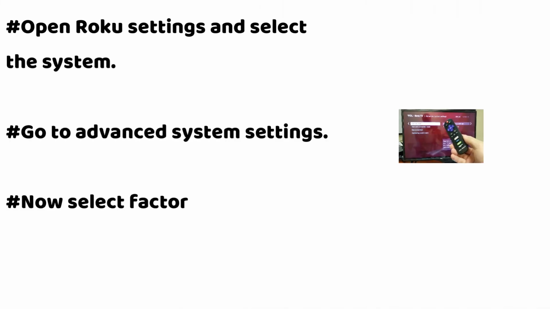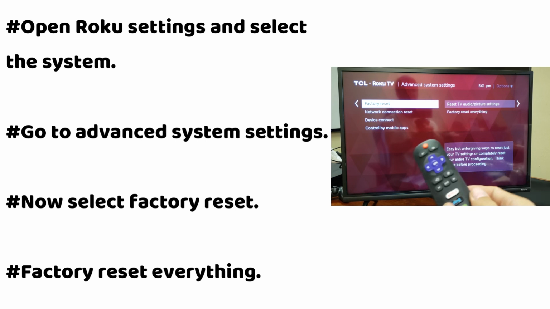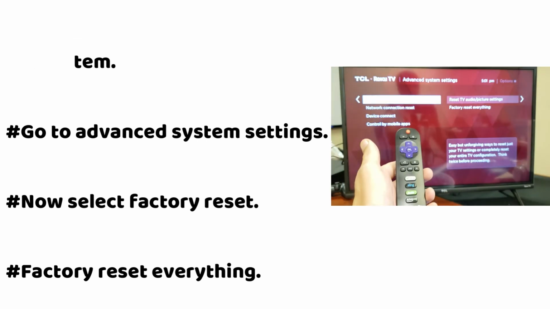Open Roku settings and select the system. Go to Advanced System Settings. Now select Factory Reset. Factory reset everything.